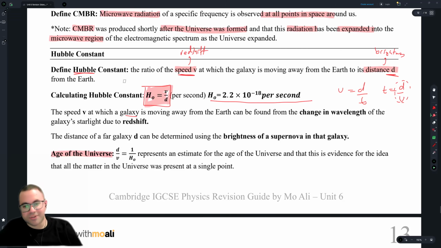The age of the universe, which is the time taken for things to move away from each other, like from the Big Bang to wherever they are now, is d over v, because time is d over v, which is 1 over h, which is the Hubble constant. And since it's a constant, it's 1 over 2.2 times 10 to the power of negative 18. This gives us how old the universe is, or the age of the universe. Now, you need to memorize this formula, this Hubble constant, and its definition.